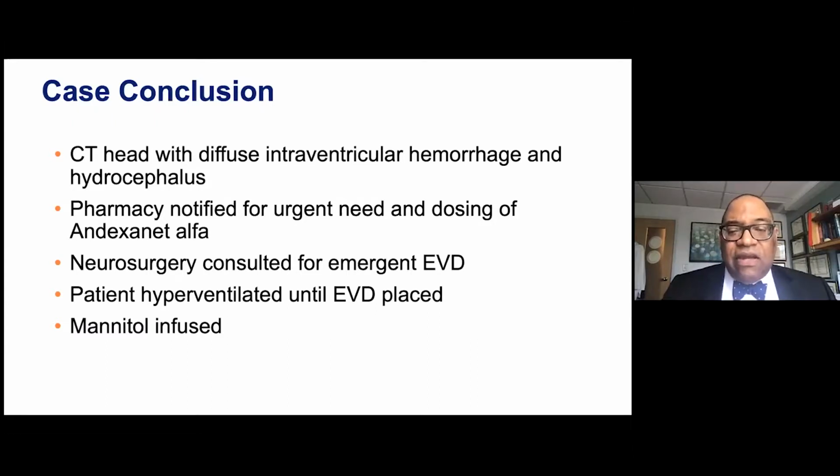Pharmacy is notified because of the possibility of using andexanet alfa to reverse the apixaban. And this is where timing is incredibly important. If it's been past a certain time period, it's believed that the effects of the apixaban would be out of their system and no need for this reversal agent. So the history really does make a difference.